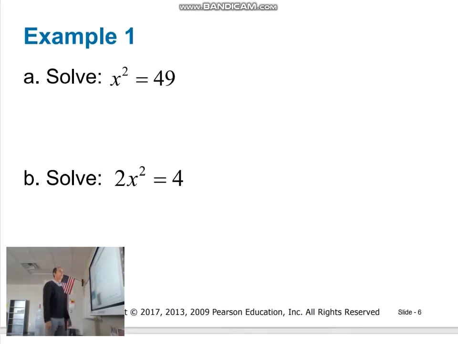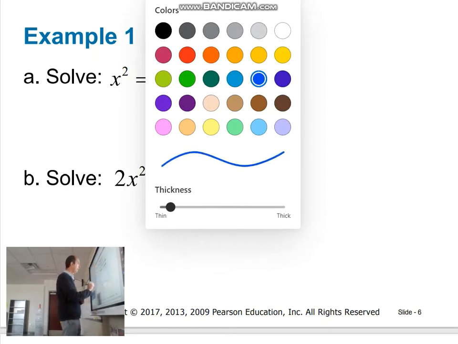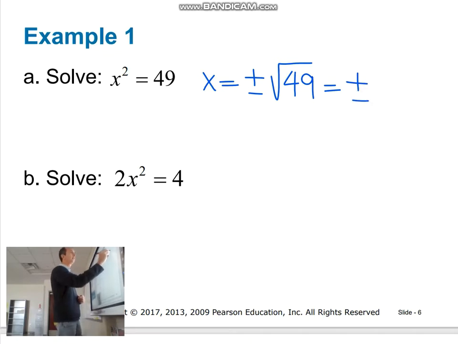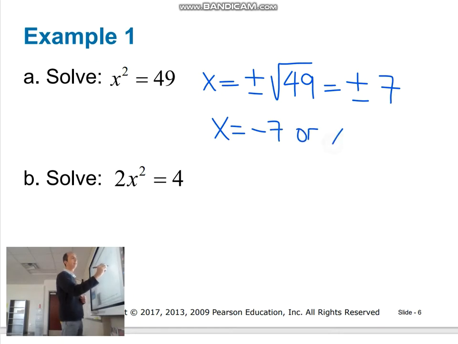Let's understand this. Example number 1 is x squared equals 49. Find x. That means x equals positive or negative square root of 49, which is positive or negative 7. The answer, x equals negative 7 or x equals 7. This is the answer.